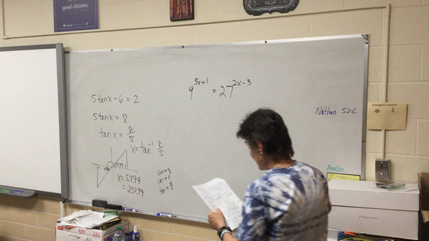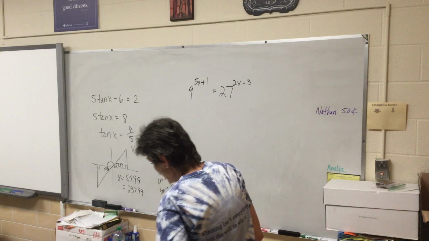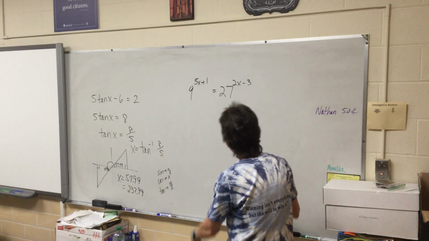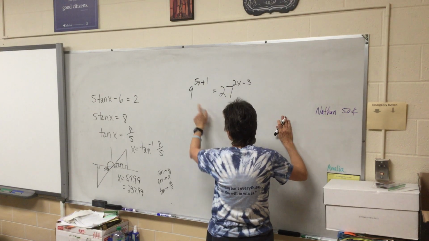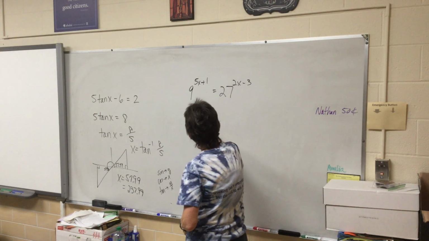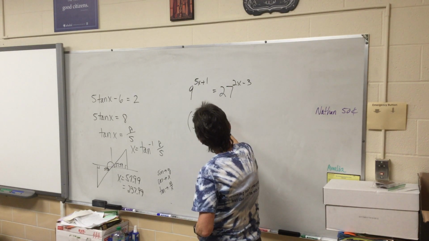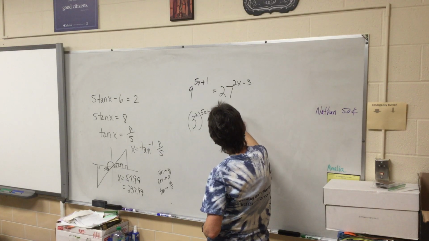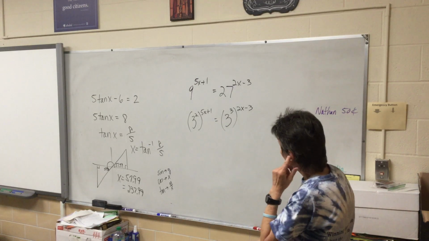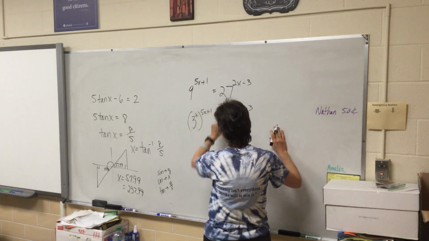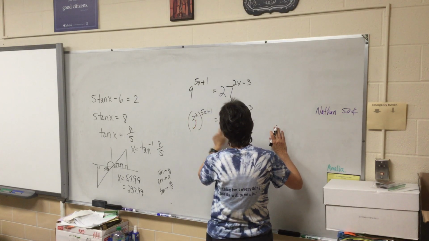All right, now we've got an exponential. Actually, we have two of them, D and E. E is a calculator problem. This one is not. Hopefully you recognize that 9 and 27 are not random numbers. 9 and 27 are both powers of 3. So 9 is 3 squared, and 27 is 3 cubed. Not every problem is going to be able to be done that way, but when you have a 9 and a 27, it's just too good to be true. It's 3 squared and 3 cubed.